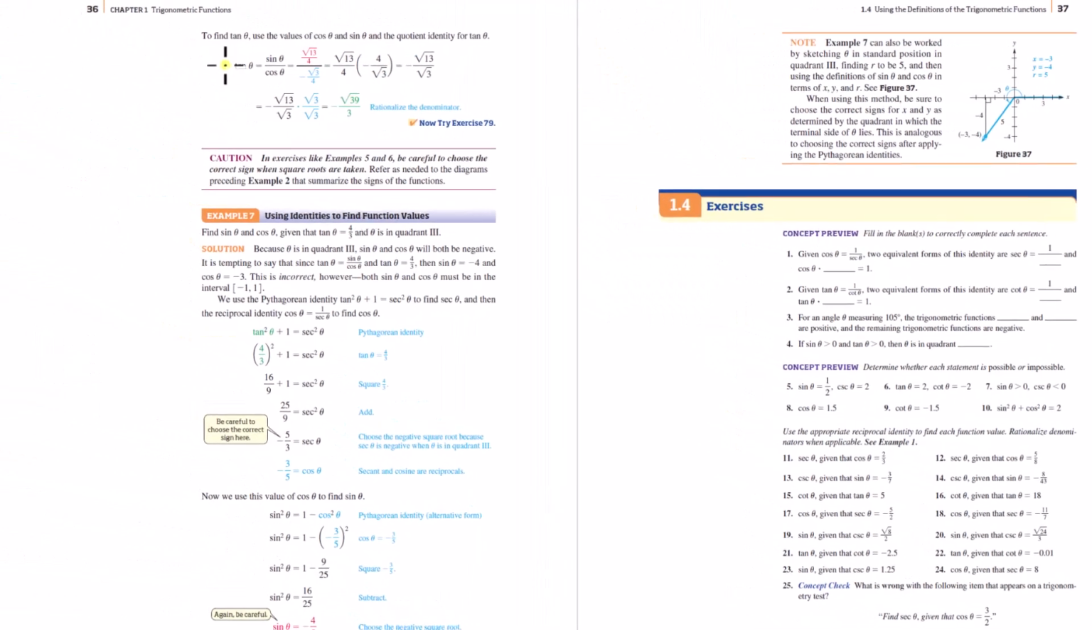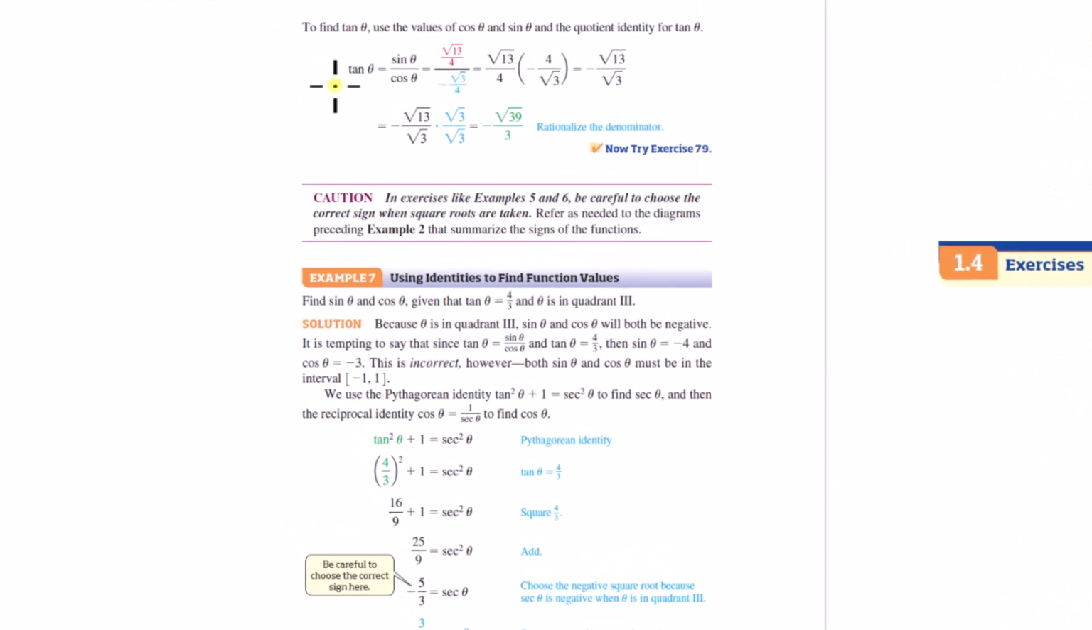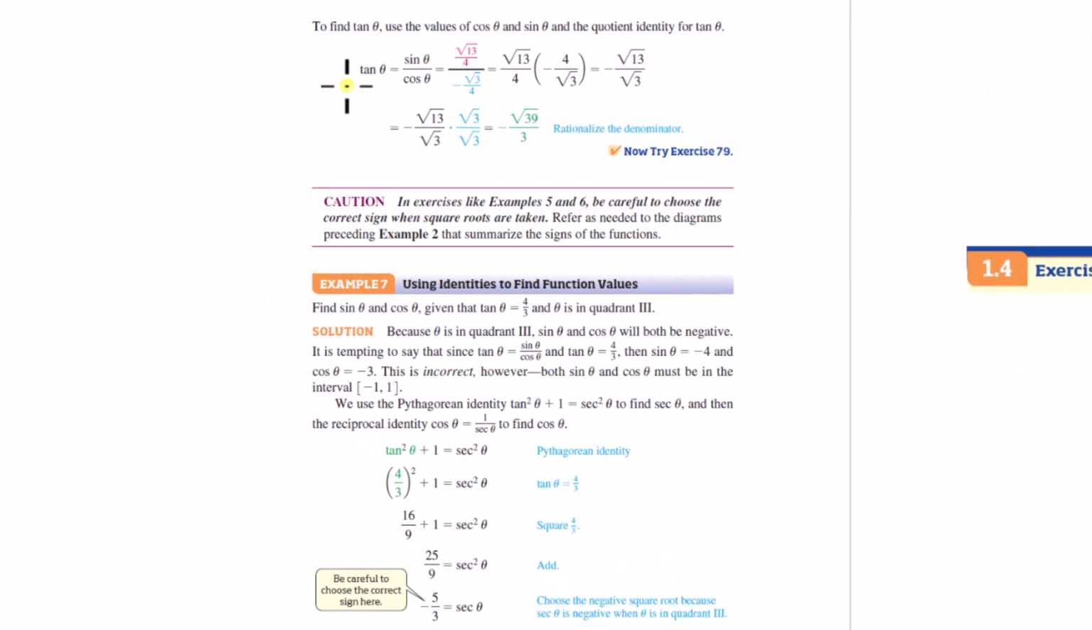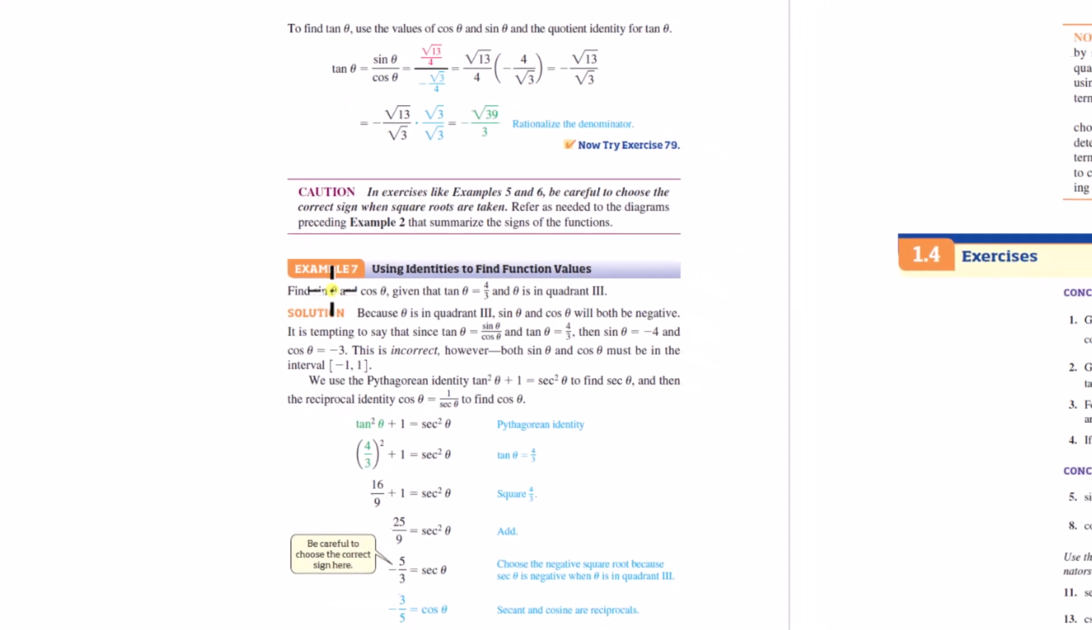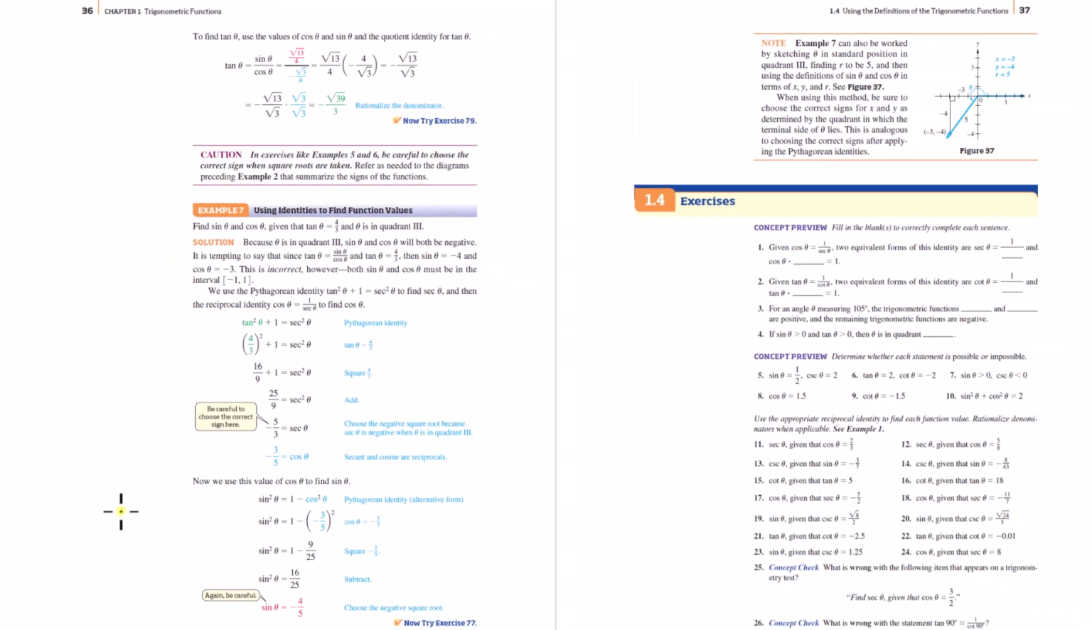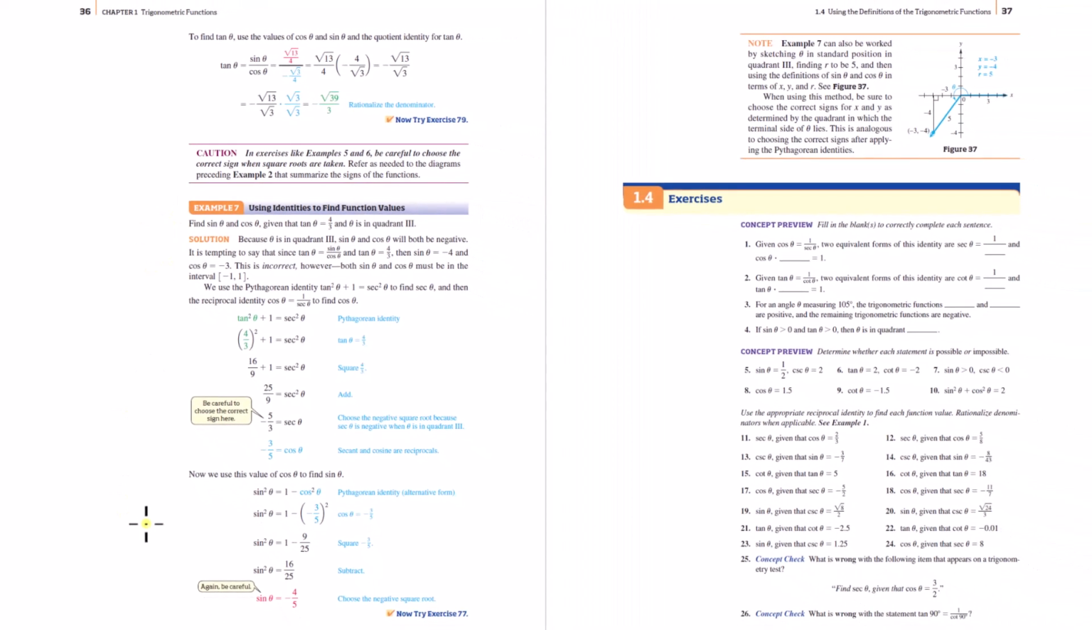All right, so then we can find tangent theta with sine theta over cosine theta, and then you can get the other trig functions because they're just reciprocals. You have sine theta, you have cosine theta, you have tangent theta. Just take the reciprocals to get the other trig functions. Okay, so here's another example of using identities to find function values. We're going to work a bunch of examples just like this. So let's get started with example problems.